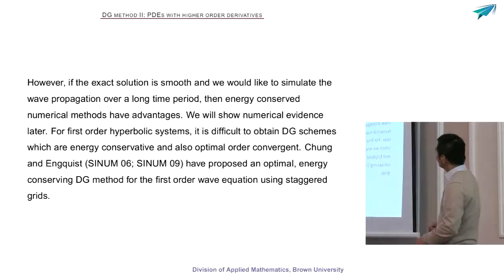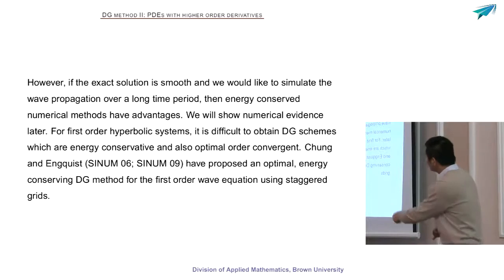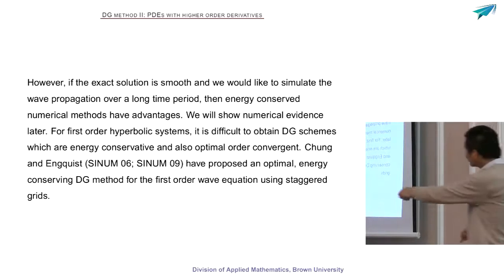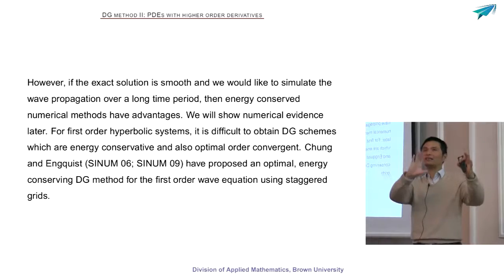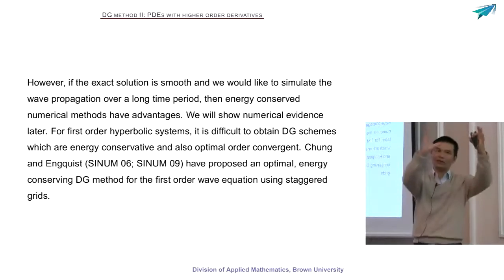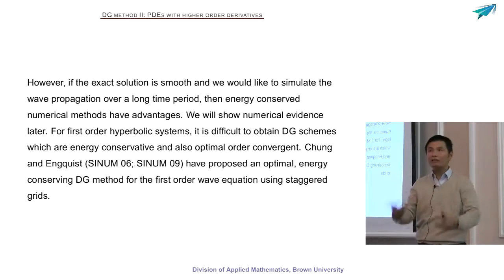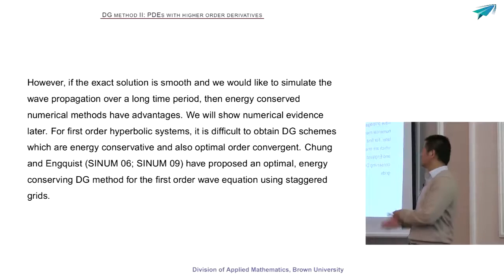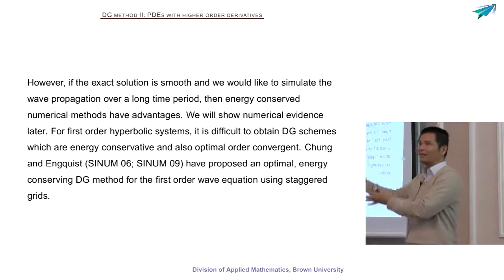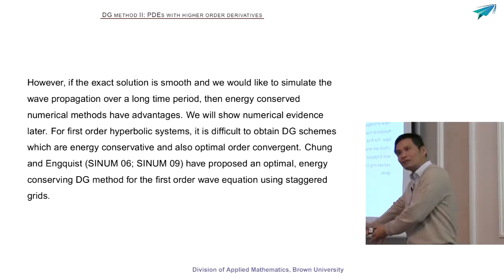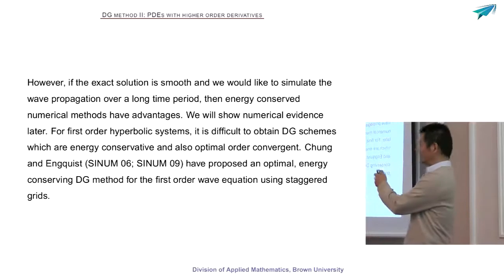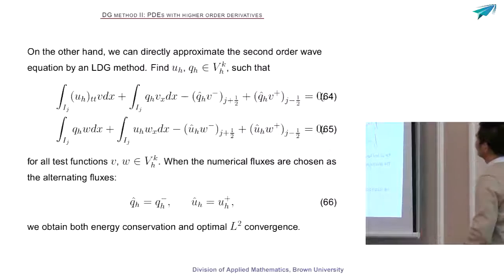Yeah, I mentioned Enquist here. I'm probably jumping without flipping the transparencies. I mentioned Enquist here, that in order to obtain an energy conserved DG method for the system case, you would need to do special things. However, it turns out that you can get an energy conserved DG scheme for the second derivative original equation very easily. So here is the result.